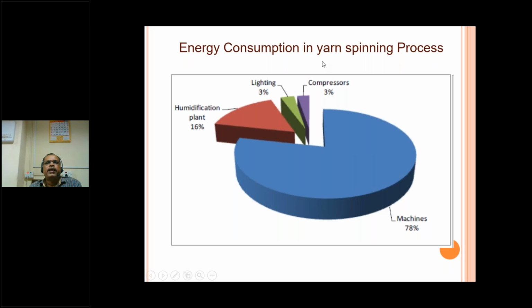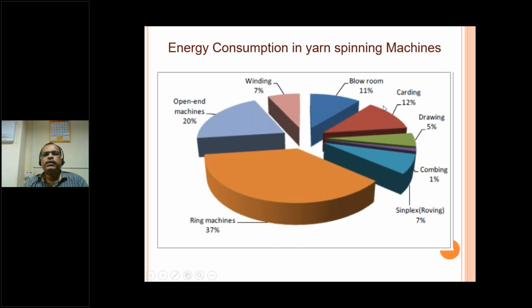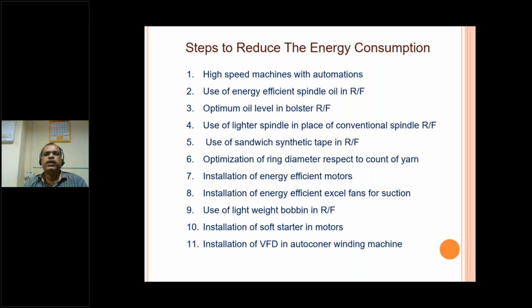Then energy consumption in the yarn spinning process, if we see how much energy is consumed in which area. The machine is 78%, compressor 3%, lighting 3%, humidification plant 16%. If we separate the machine, what are the different zones? Blow room 11%, carding 12%, drawing 5%, combing 1%, simplex roving 7%, ring frame 37%, open end 20%. So in the main machines and all these sectors we have to work to reduce the energy consumption, either by changing the technology, or by changing the material, or by changing the drive system.